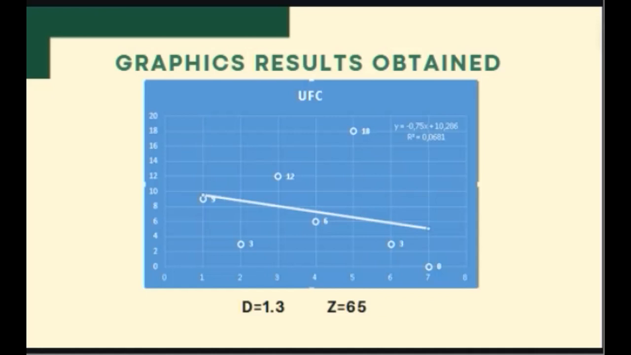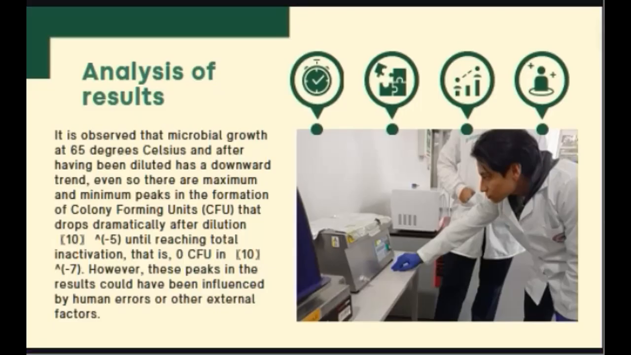We take this temperature as the value of z. As I said, we have the results. They are abnormal results because maybe we have some errors or maybe problems with the culture medium. And now that we have the results, the inactivation is completed.